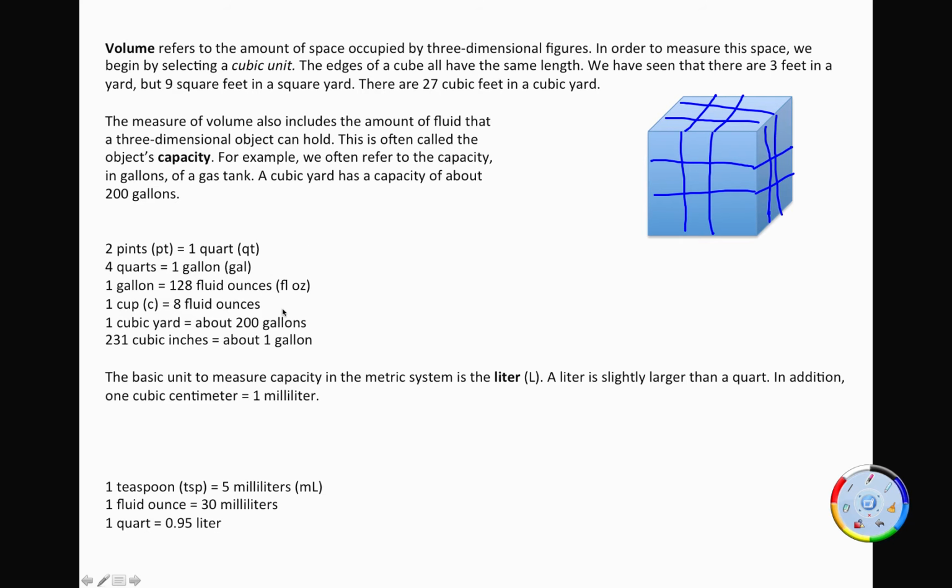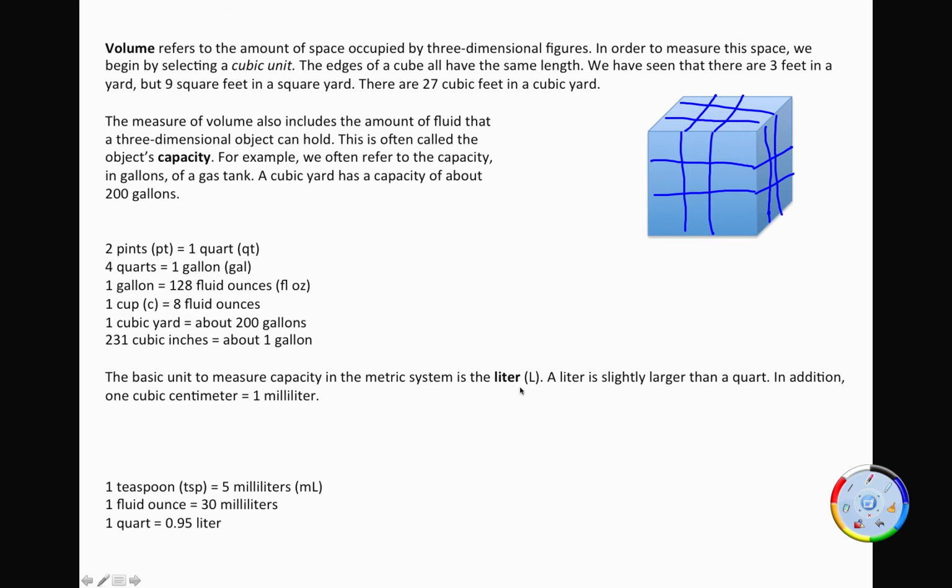A cup is 8 fluid ounces. A cubic yard is about 200 gallons. 231 cubic inches is about 1 gallon. The base unit to measure capacity in the metric system is the liter. A liter is slightly larger than a quart.